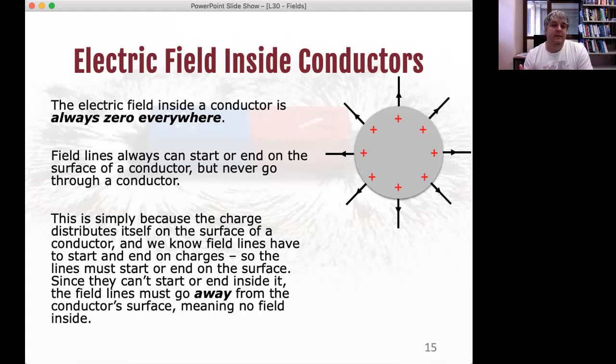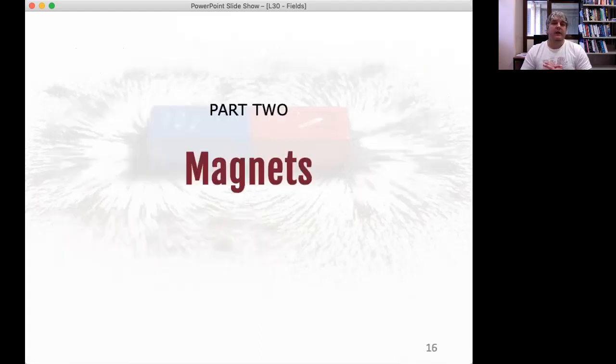As we said, they must go away from the positive particles or towards the negative ones, so it would look exactly the same. So you can draw a spherical charged conductor the same way you would draw a single charged particle, as we saw earlier. So that's the end of our section on electric fields.